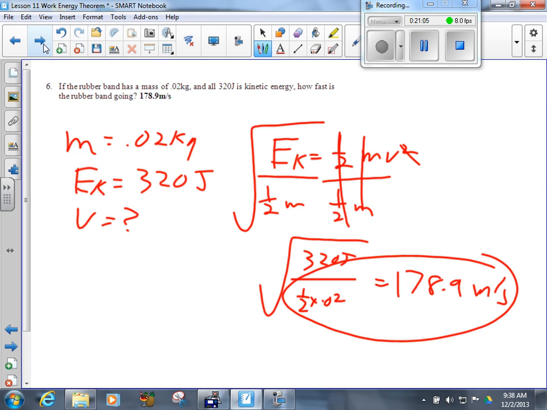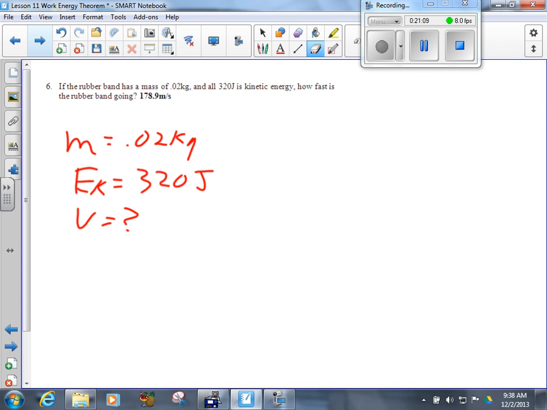All right, so on this one here, I'll just erase all the work I've done here so that we can set it all up. All right, so we got a mass of 0.02. Okay, it has 320 joules of kinetic energy. How fast is it going?